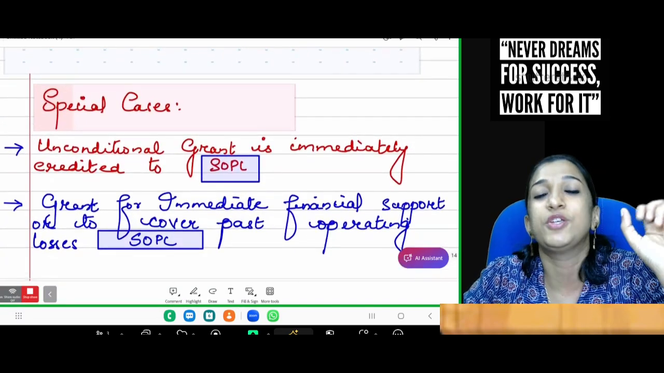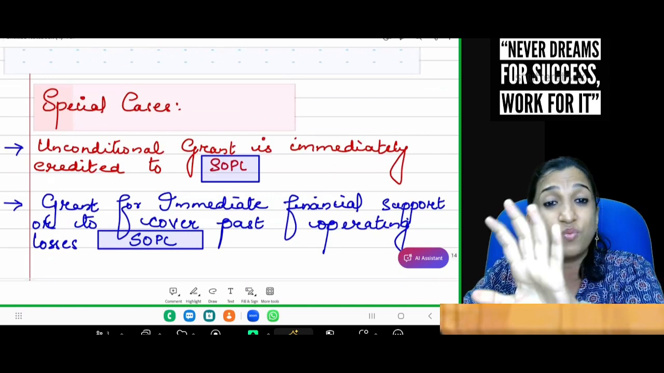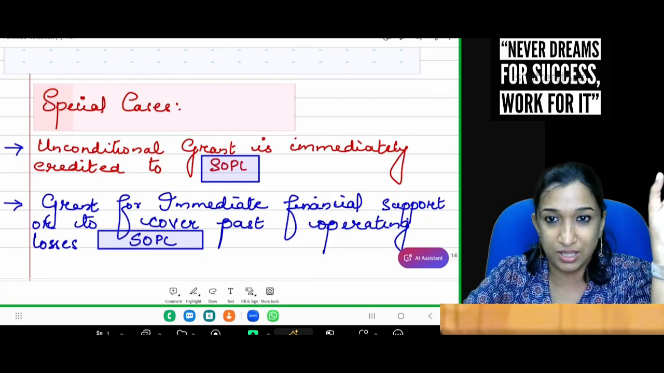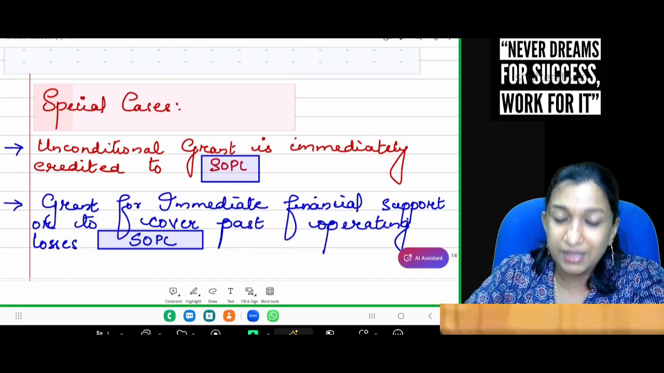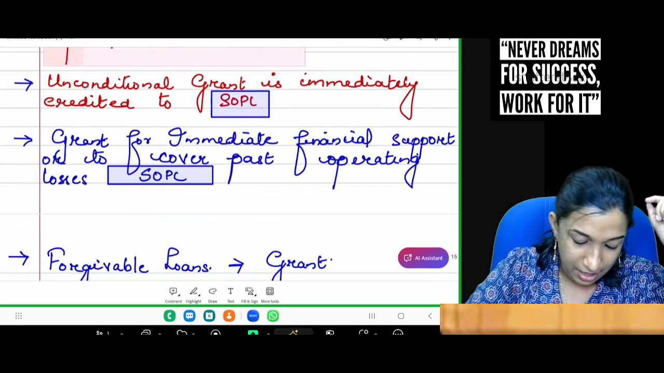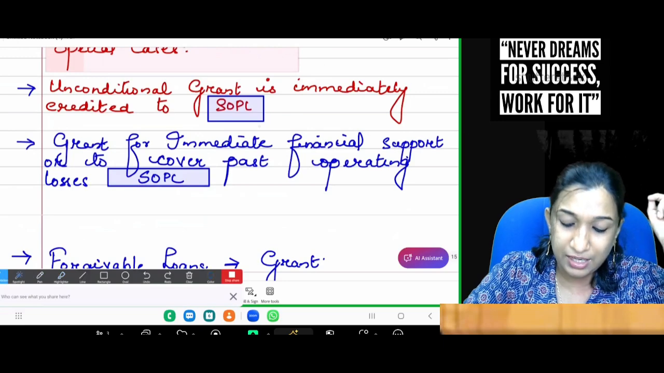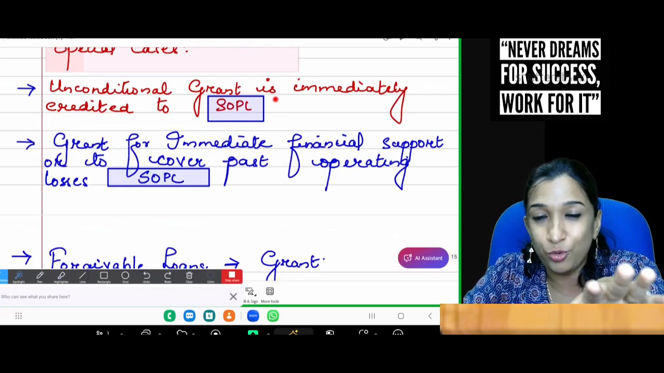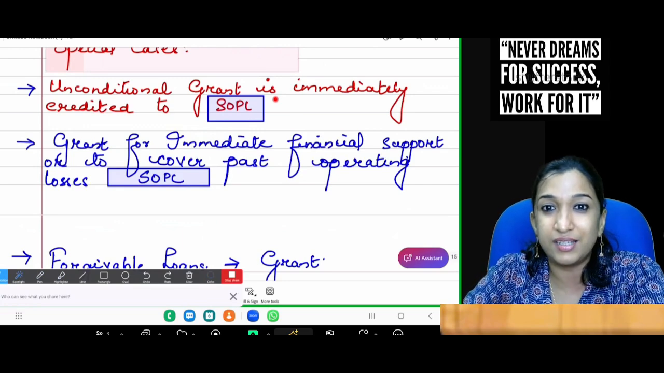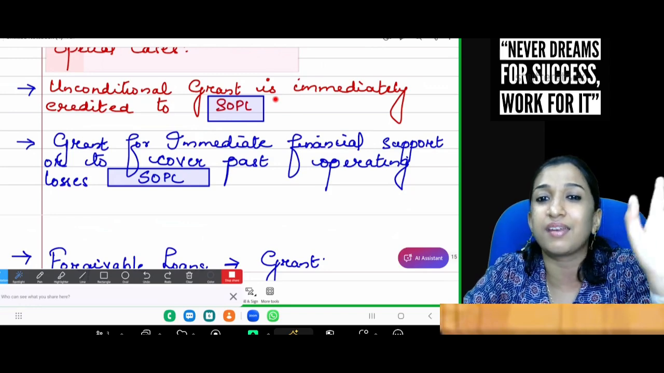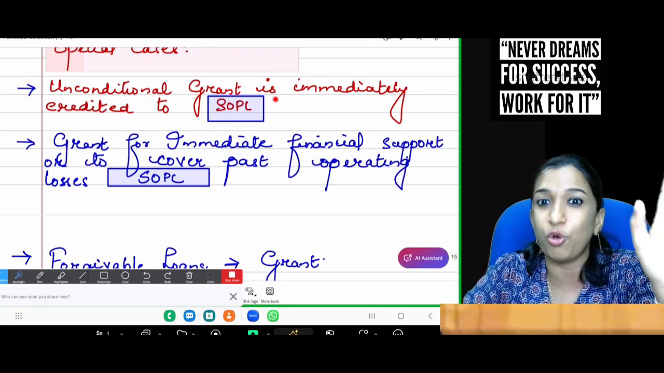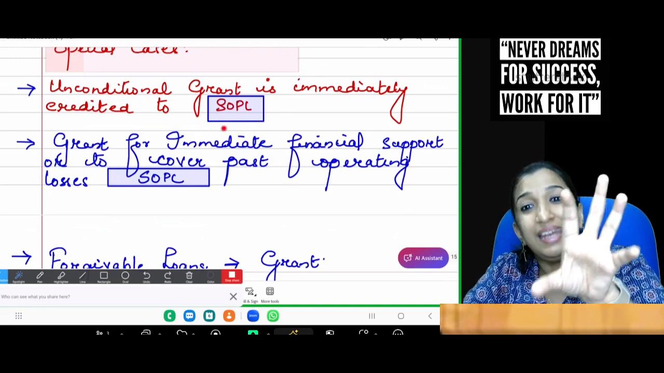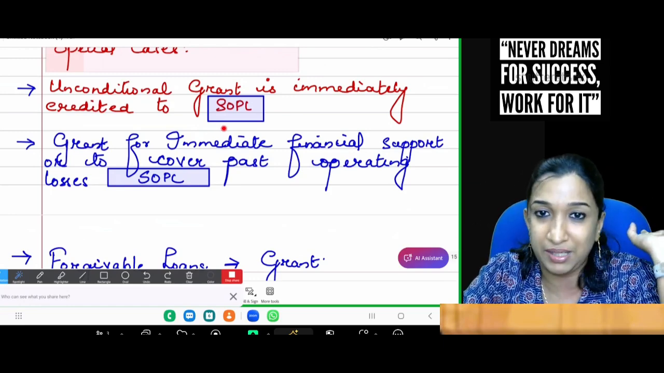Special cases. You need to study the special cases. Very important. Unconditional grant. If the entity has received any unconditional grant, that unconditional grant should be immediately transferred to the statement of P&L. Unconditional grant is always immediately transferred to the statement of P&L. Whether asset related or income related, whatever, it is immediately credited. If no conditions are attached, then no doubt it is the income approach. IND AS 20 follows the income approach where the credit will be to the statement of P&L.